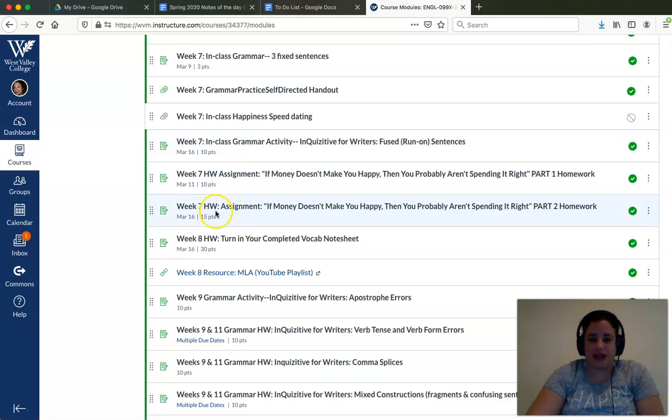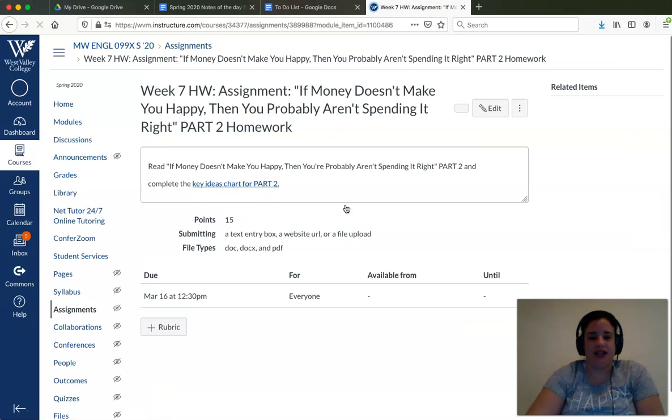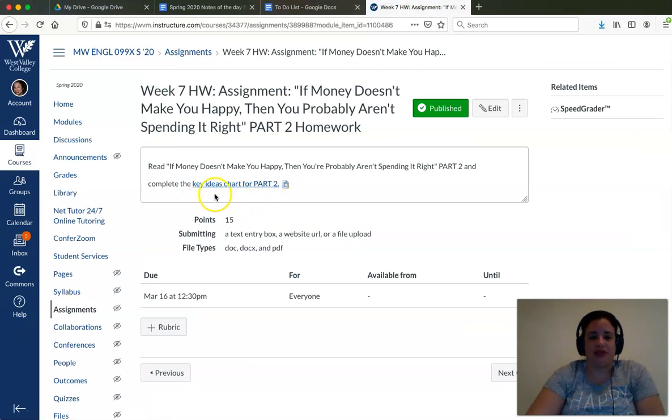The second thing for week 7 is that key ideas chart. It says, if money doesn't make you happy, then you probably aren't spending it right, Part 2. That's the title of the big reading. If you click on it, it says complete the key ideas chart for part 2. On your screen, it should say submit assignment. Again, you can either submit it to the Dropbox here or just email it to me, just that back side, part 2 of the chart.